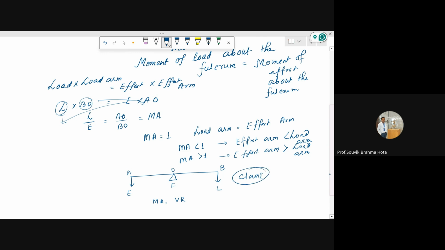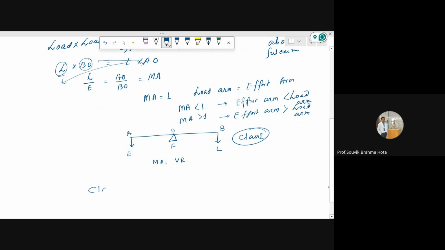But for class 2, so this is for class 1 lever. Now class 2 lever, you see the position. Fulcrum is over here. And this is the position of load, and this is the position of your effort. The position changes. And your effort arm is always greater than the load arm, because this is your effort arm, and this is your load arm.